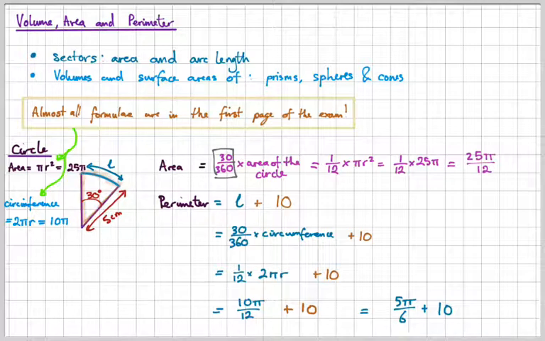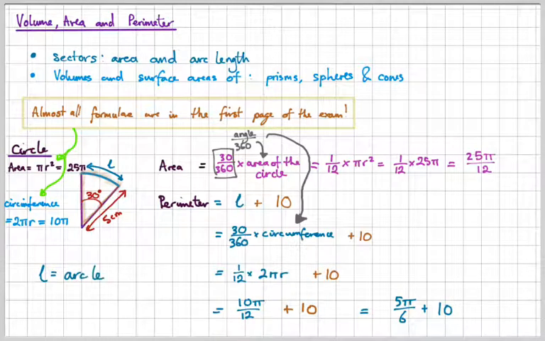Now in general, when you have questions like this, the idea of 30 over 360 can be generalized. This is really just the angle divided by 360, which is the fraction of the circle, and to find the sector area, you times it by the total area of the circle, or to find the arc length, you times it by the circumference. And L here, I've made a note on your sheet as well, is the arc length.